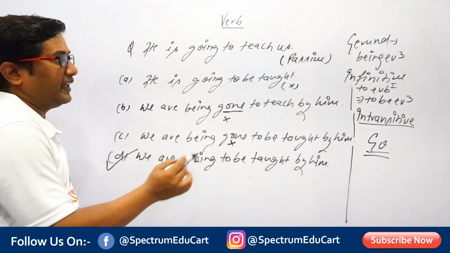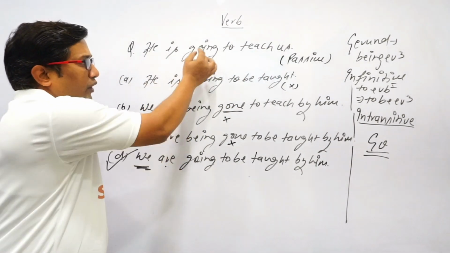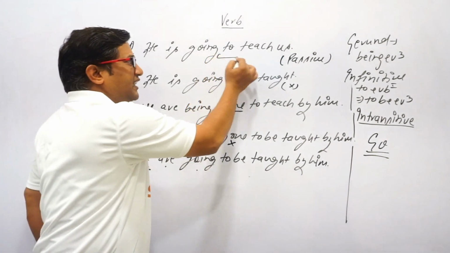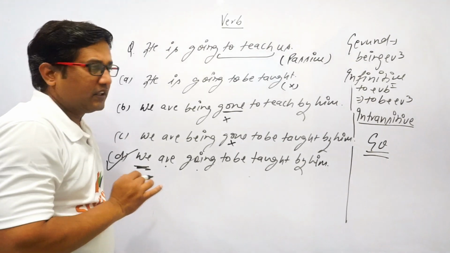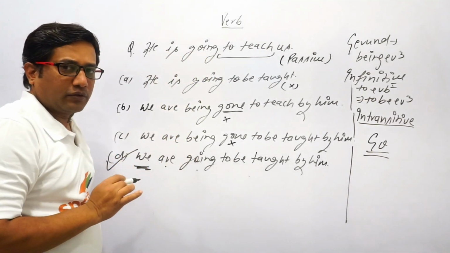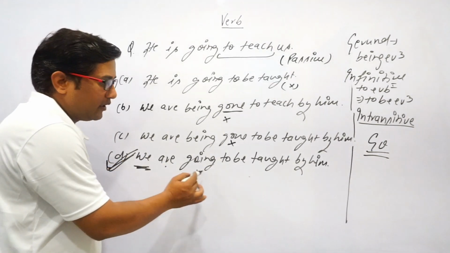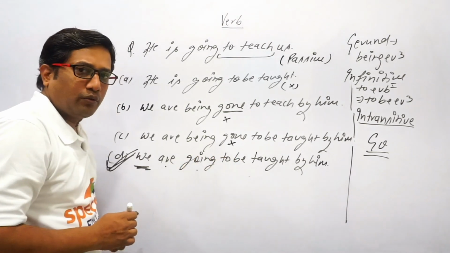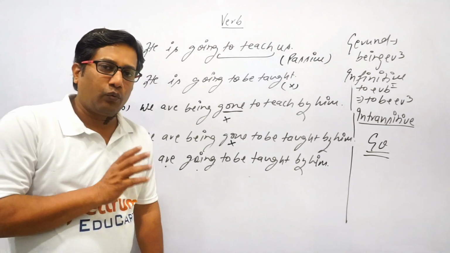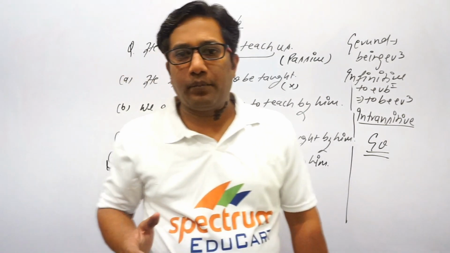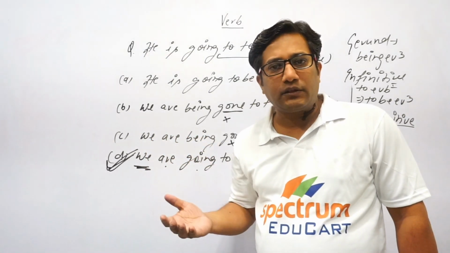This is the answer. What we did: we, then the same are, then going will be the same, and we'll convert this infinitive into passive. This can never be converted into passive. So the right answer is this: we are going, that is the same, and to teach has been converted into to be taught. So these were two complicated questions, related to active and passive, and transitive and intransitive. It was related to verb as well.